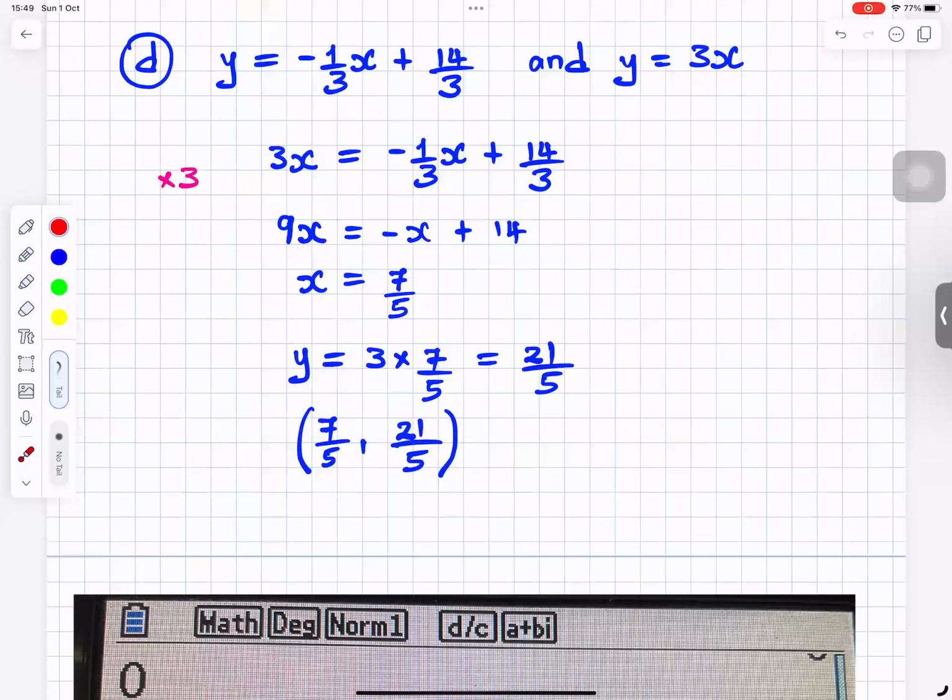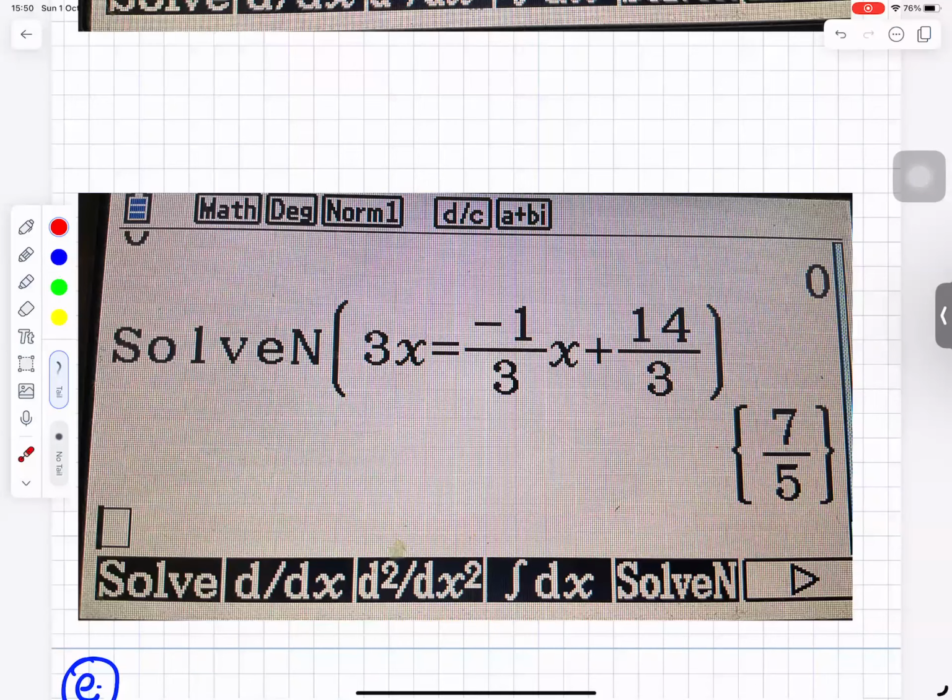Same again, I'll go straight to the graphics calculator. It will give me the answer. And then I'll come and do the algebra. When I do the algebra, you will get the answer for x to be 7 over 5. And substitute that into the easier one. You get y to be 21 over 5. That's the point where they meet. They meet at 7 over 5, 21 over 5.